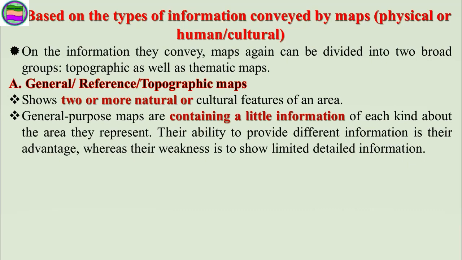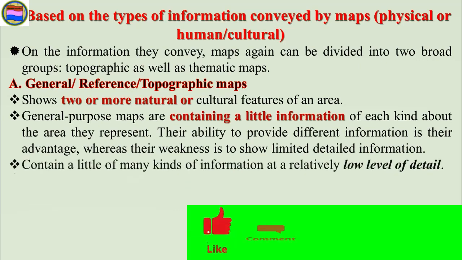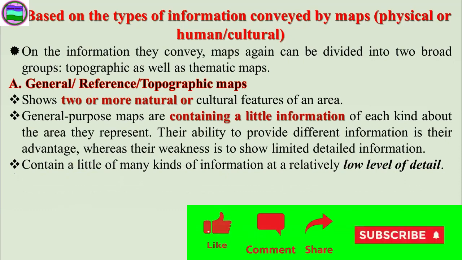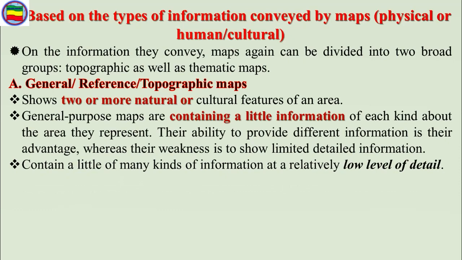Their ability to provide different information is their advantage, whereas their weakness is that they show limited detailed information. For example, when one map shows the soil, the climate, the drainage system and so on, it includes different information, but there is limited detail about each parameter. So this is a limitation. They contain a little of many kinds of information at a relatively low level of detail. So the details are low.